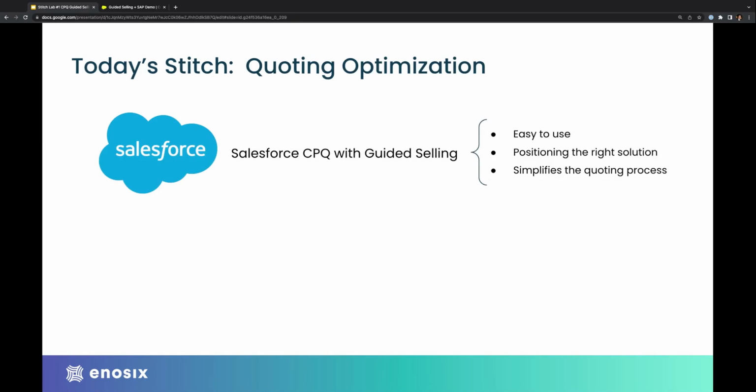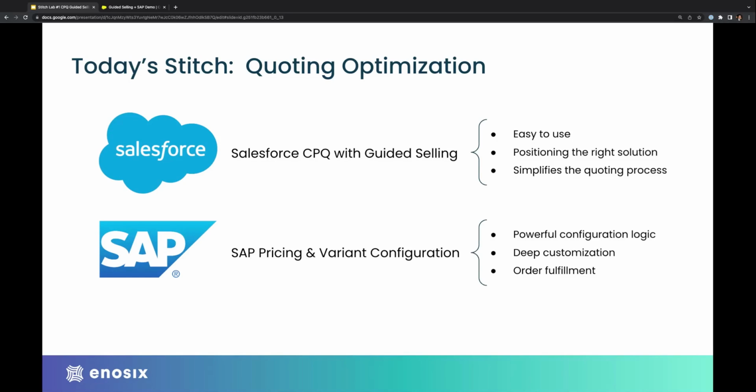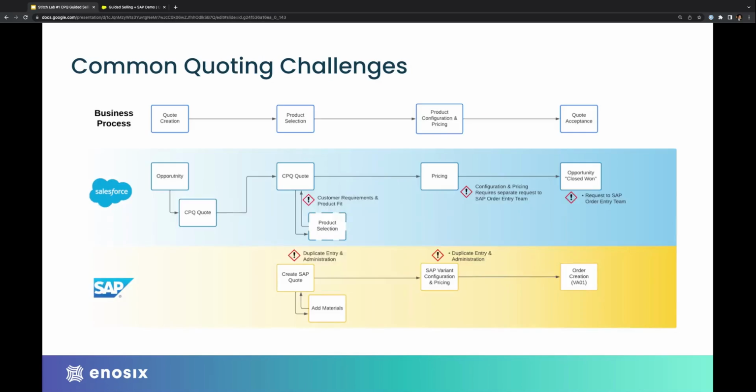So let's jump in. In today's Stitch, we're going to focus on quoting optimization, and in particular, leverage guided selling within Salesforce CPQ. Guided selling provides an easy-to-use interface to help sales reps position the right solution while greatly simplifying the quoting process for both sales reps and customers. SAP Variant Configuration provides powerful configuration logic for products that have deep customization and extend that customization into order fulfillment, all being managed within SAP. And in today's session, we're going to stitch together both systems to provide a powerful integrated business process.